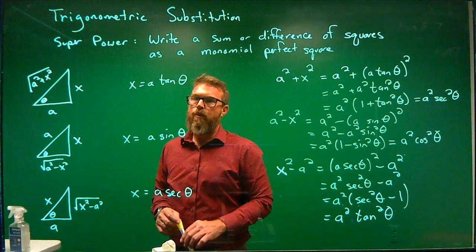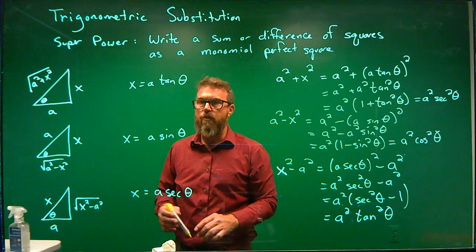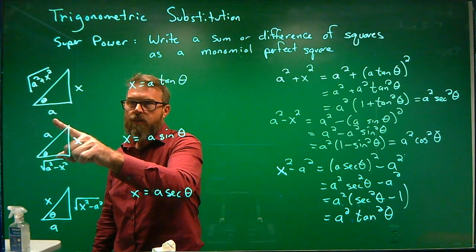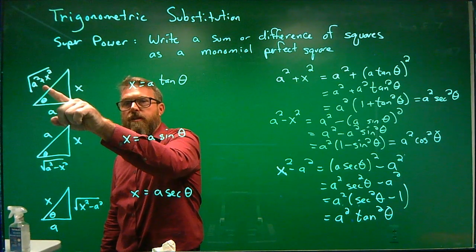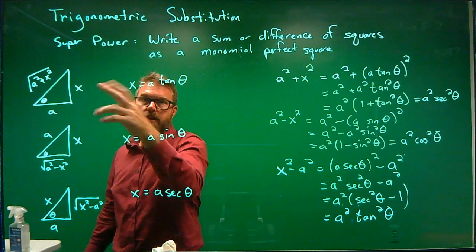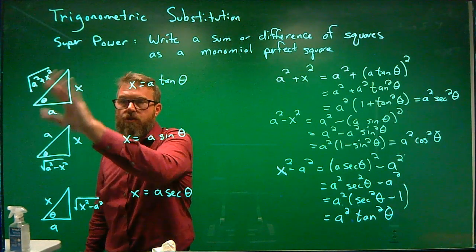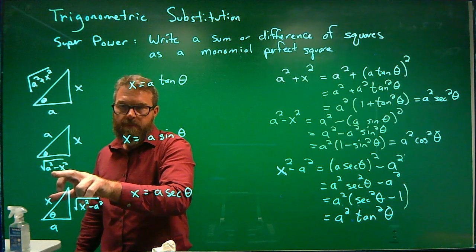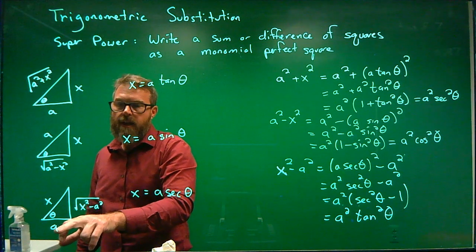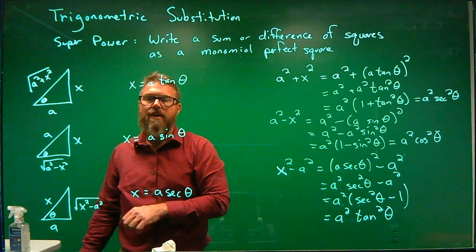These are the three reference triangles that hold for these three substitutions. And really what we're using for the reference triangles is just the Pythagorean theorem, that a squared plus x squared is going to be equal to this hypotenuse squared. So you can see that a squared plus x squared is a squared plus x squared, and when I square that hypotenuse, you're going to have a squared plus x squared. So this is true. And similarly, the sum of the squares of these legs is going to be equal to the square of the hypotenuse.